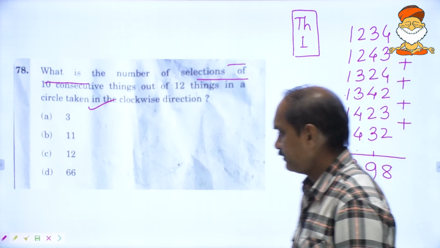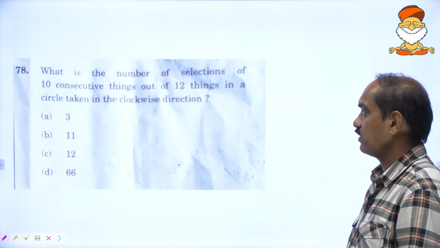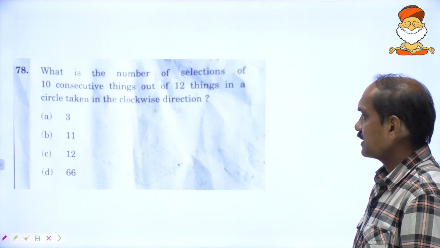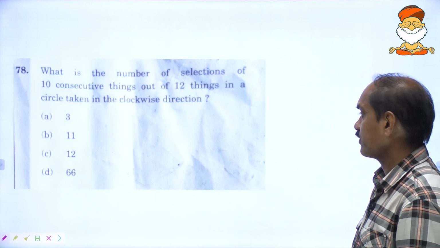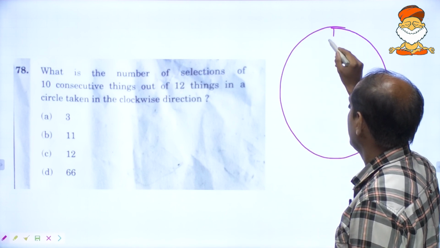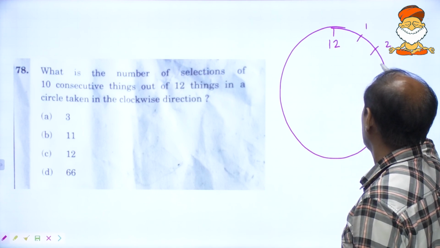Moving on to the next one. What is the number of selections of 10 consecutive things out of 12 things in a circle taken in the clockwise direction? This is the clock. Here is 12. 1, 2, 3. This is how it goes.